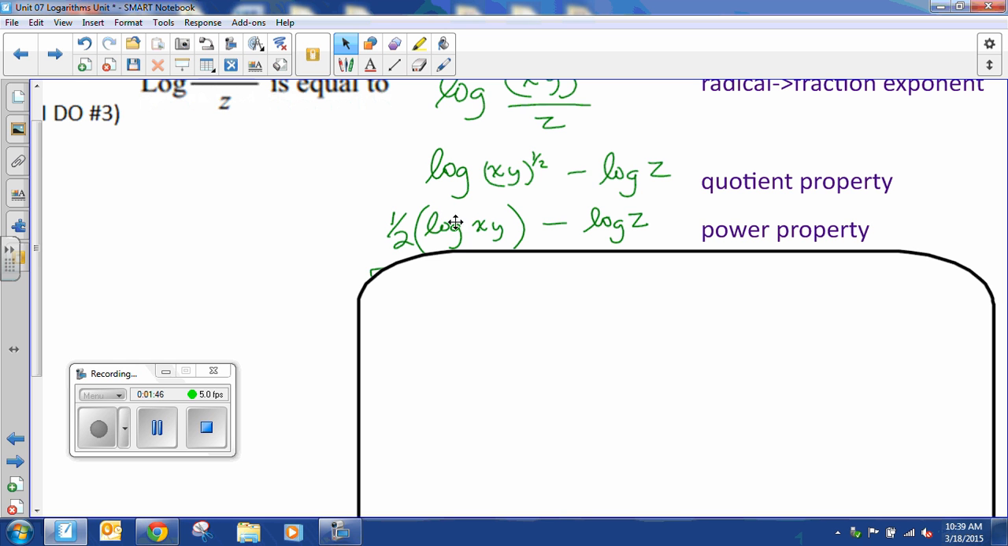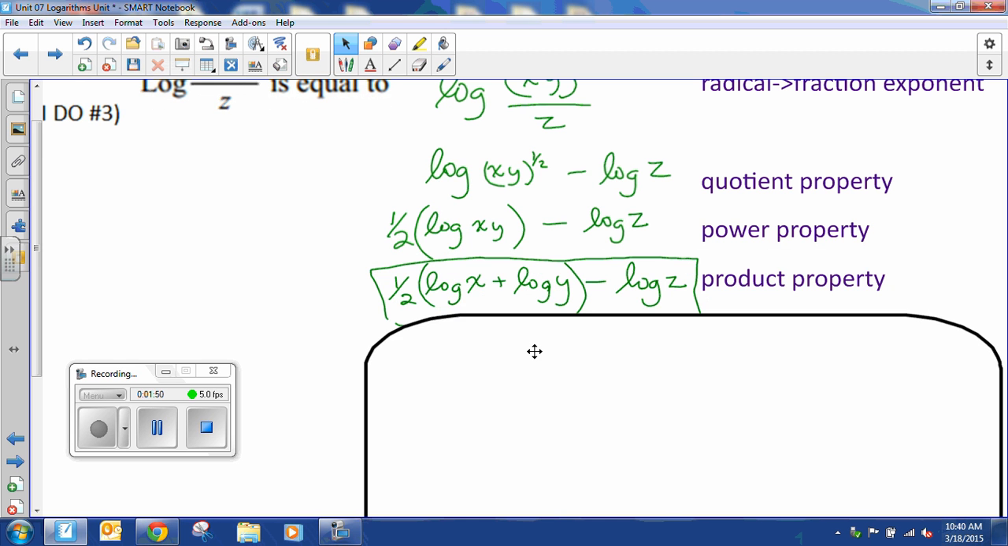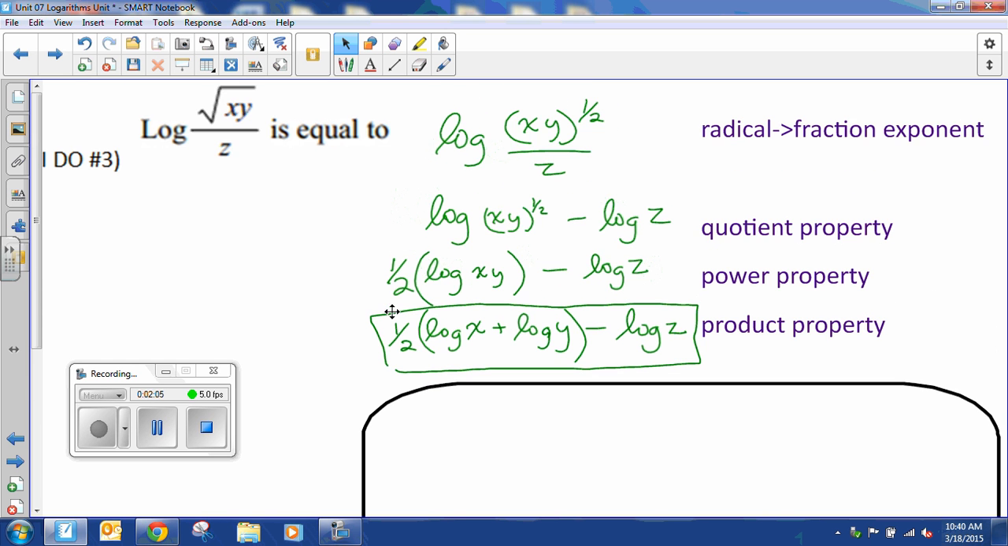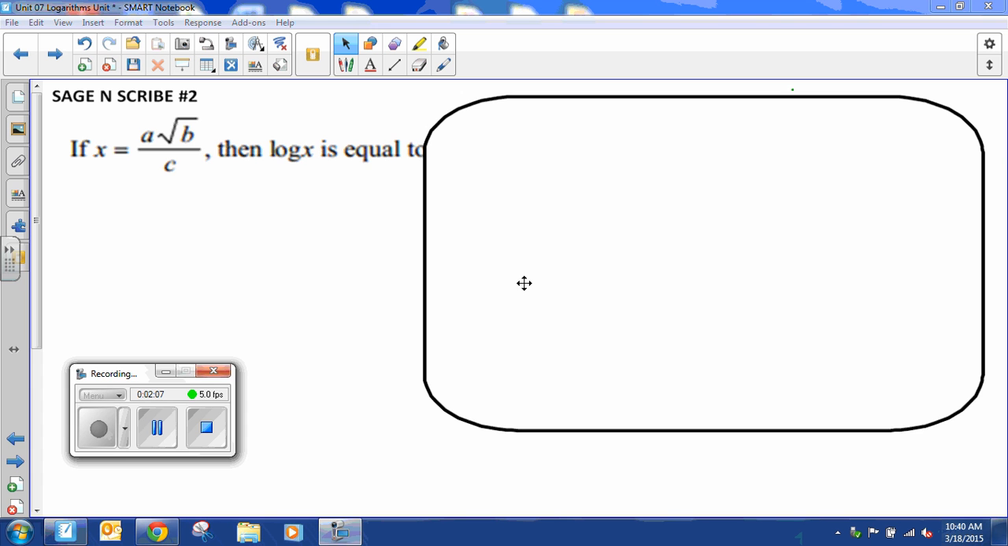And finally, we can handle what's inside the parentheses here, which is log of xy, which is the product property. So log of x times y is really log of x plus log of y. And the 1/2 remains in the front, multiplying both of these. You could also distribute this, which would be an equivalent expression. So you can describe number 2.